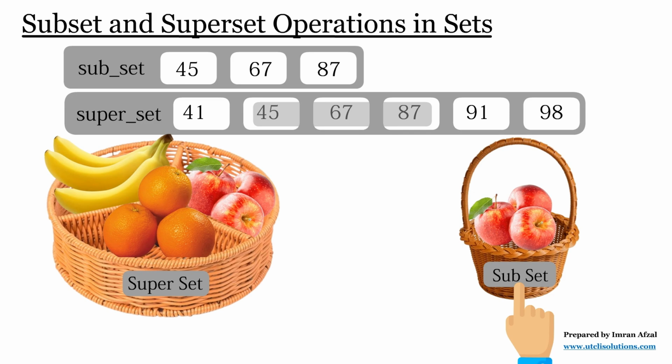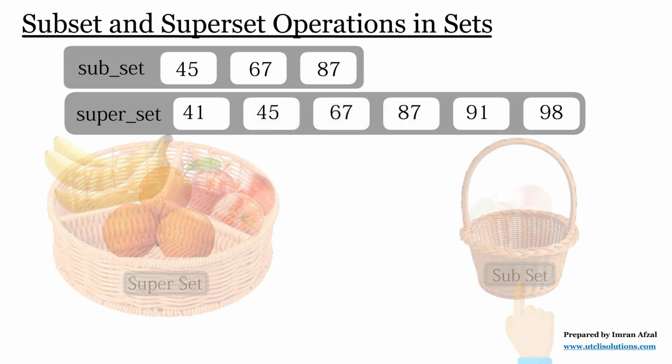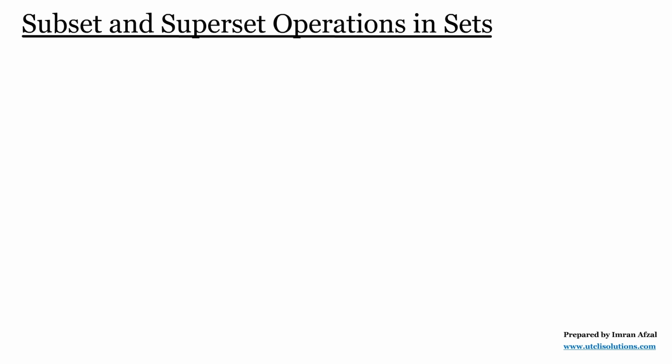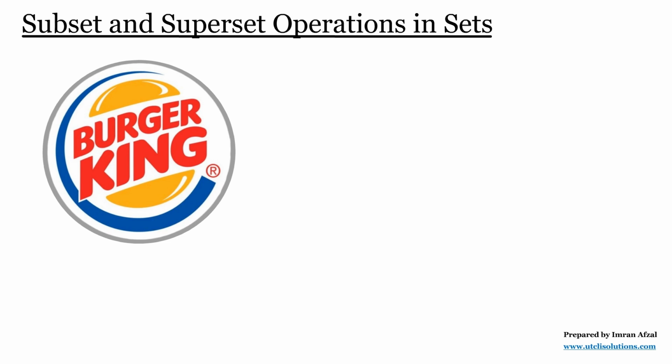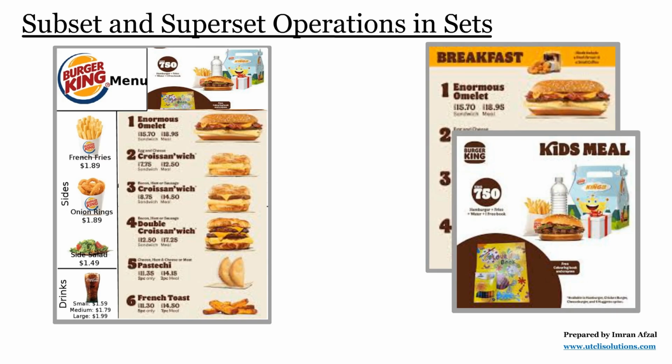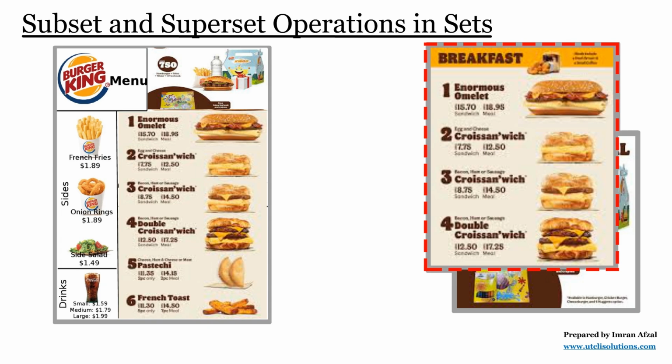In Python, the main purpose of subset and superset operations in sets are to compare sets and understand their relationship. Let's take an example of a restaurant, Burger King. Burger King has different menus, such as the full menu, breakfast menu, and kids menu. They use a subset operation to confirm whether a smaller menu, like the breakfast menu, is completely part of the full menu. If it is, this means that every breakfast item is already available in the full menu.